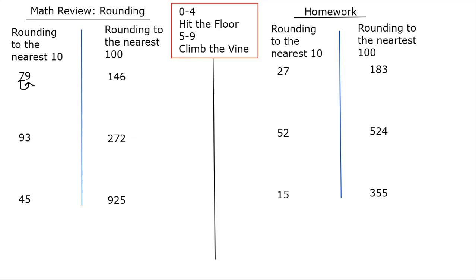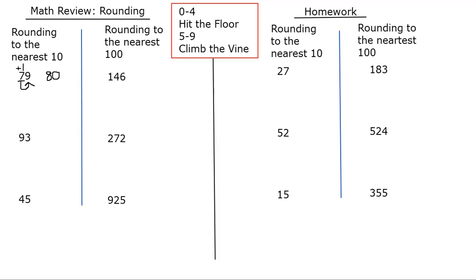So that means this number that we underlined is going to go up 1. 7 plus 1 is 8. And then everything to the right of the underlined number turns to 0. So rounding to the nearest 10, tens are like 10, 20, 30, 40, 50. 79 is closer to 80, so that makes sense.